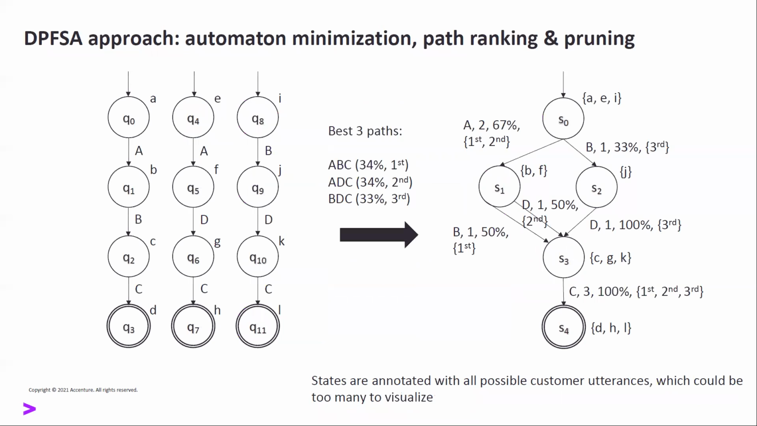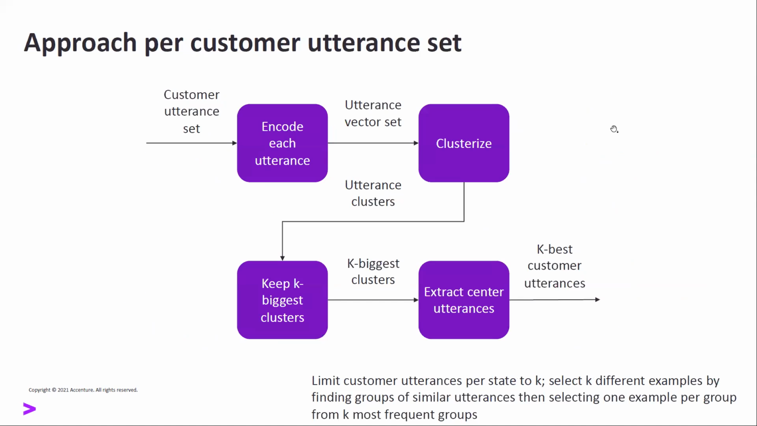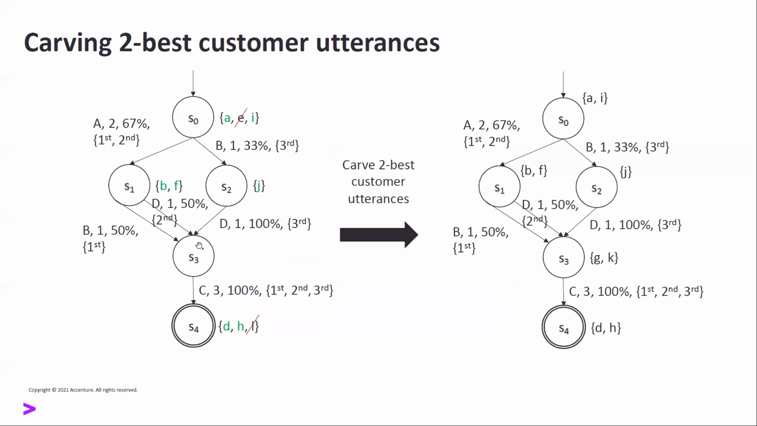So we can use some strategy in order to limit the amount of customer sentences as follows. For each set of customer sentences in one of the nodes or states, we encode those sentences. We clusterize them in order to find groups of semantically similar sentences. And for each group, we are just going to select one example, the one that is the closest to the cluster center. And in case we have yet too many clusters, we can simply keep the bigger clusters, which are going to correspond to the most frequent customer sentences.